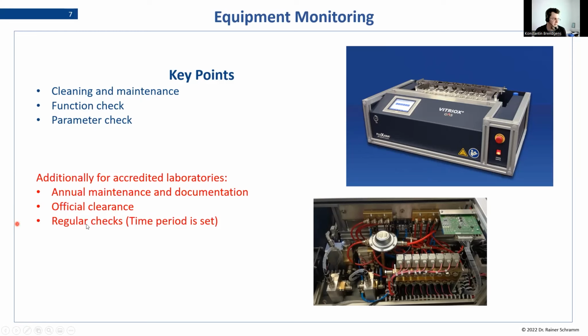And the periods of these checks vary from equipment to equipment. As mentioned before, for the balance we do it daily. For these fusion machines, we make weekly checks and monthly checks, basically, to make sure that they are all operating.